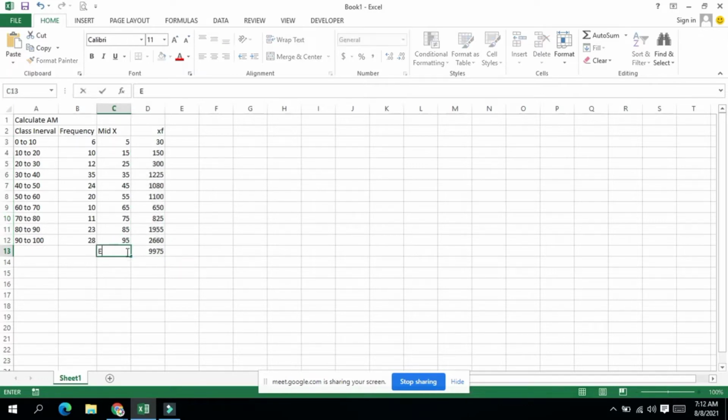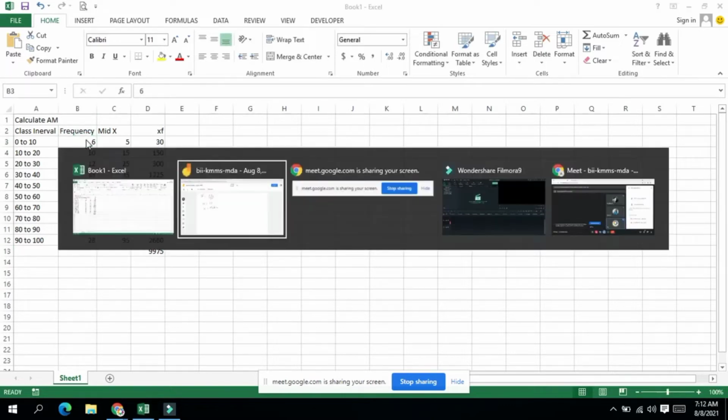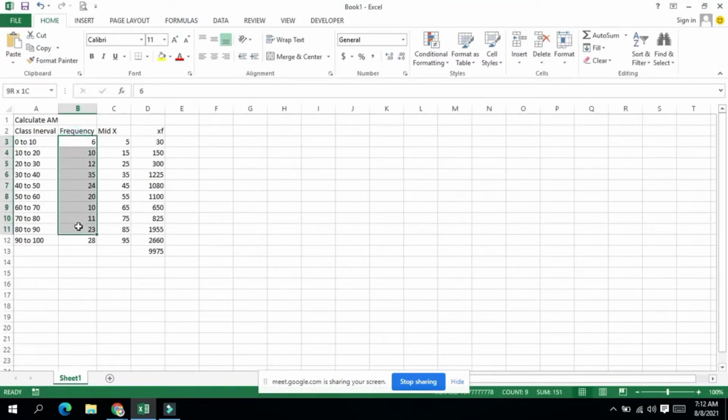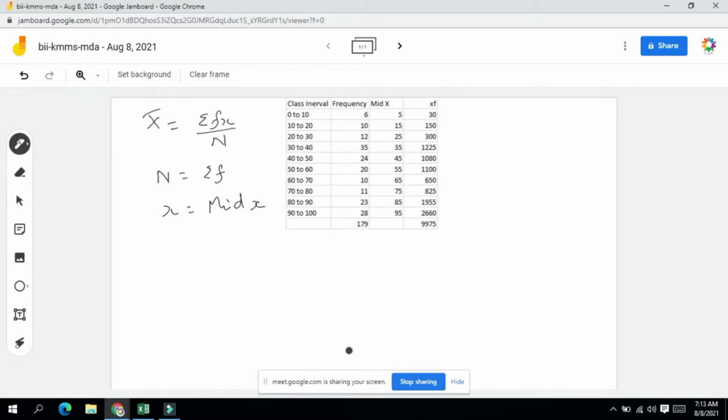This is the summation of fx. Next, what do we need? See the formula. We got summation of fx. Now we want n, which is nothing but summation of f. Add all the frequencies and you get 179. So we got n is equal to 179 and summation of fx is equal to 9,975. Now substituting these values in the formula.